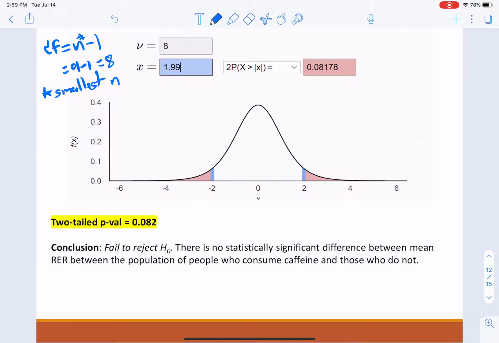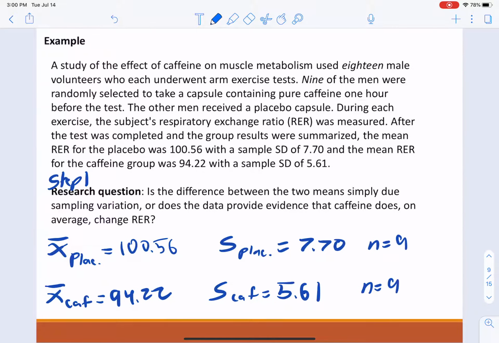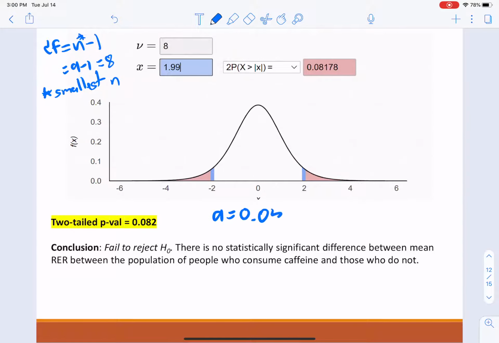It turns out that p-value is 0.082 if we round it up, right here, highlighted in yellow. So our alpha, actually I'm not too sure if it specified alpha. No, it did not. That's my bad. Alpha is, in this case, we'll just assume it's 0.05. My bad for not saying that. Okay, so that just means that p is greater than alpha.